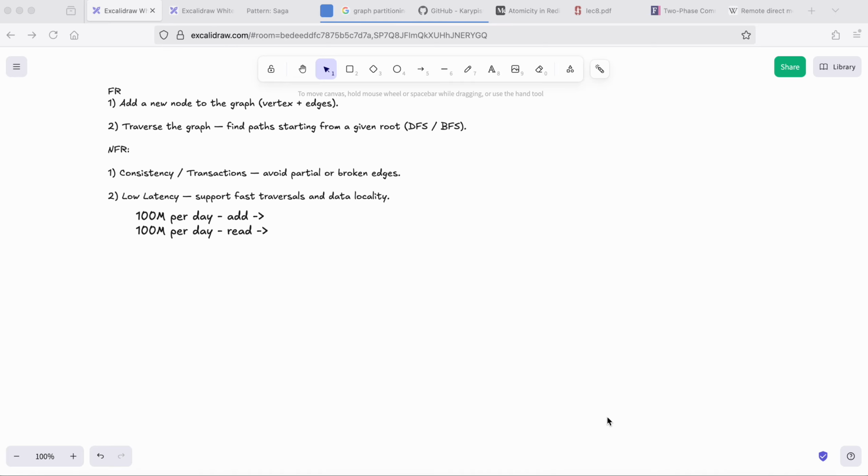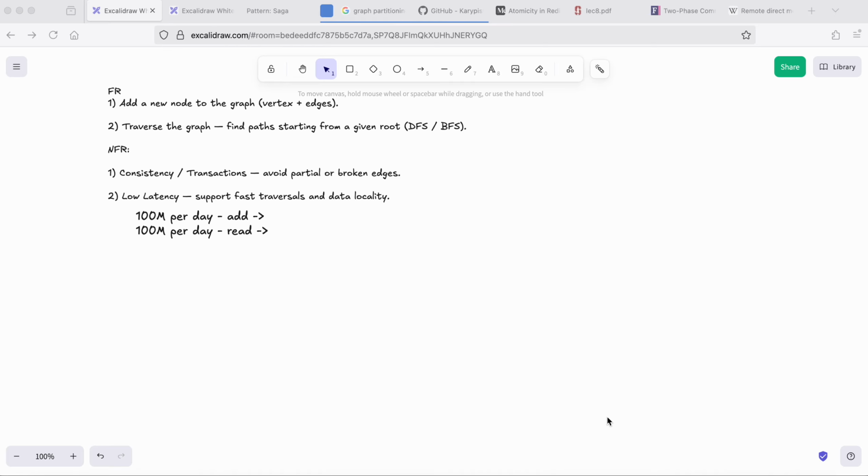Okay, so let's check the non-functional requirements. I would say that it could be great to have at least some consistency, I mean, eventual consistency for these systems. We will think about some other options, how it could be possible. And our queries should have low latency, so we should support fast traversals. And we should take care of the data locality.